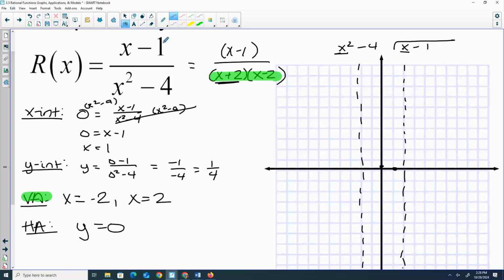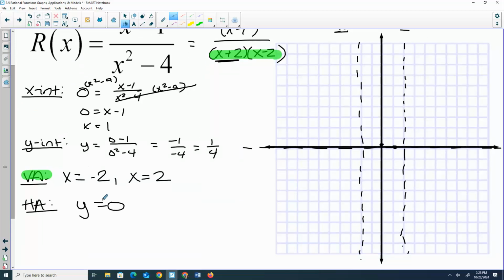If the top degree is smaller, it's an automatic 0. We can't divide them. So y equals 0, that's my x-axis, that's a y-intercept. Or sorry, my horizontal asymptote. It's okay that I have a point on there. You can never cross a vertical asymptote, but sometimes our graph will cross a horizontal. All right. From here, this is maybe the downside of not having a calculator.